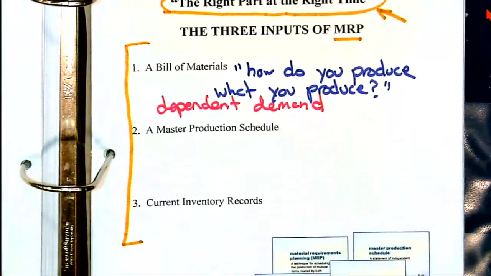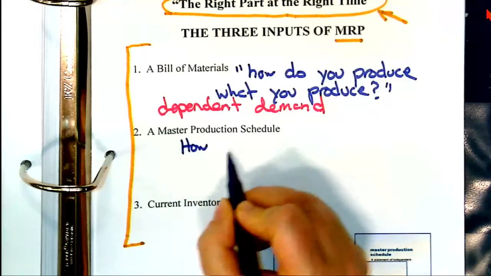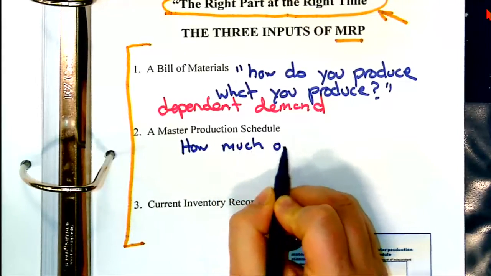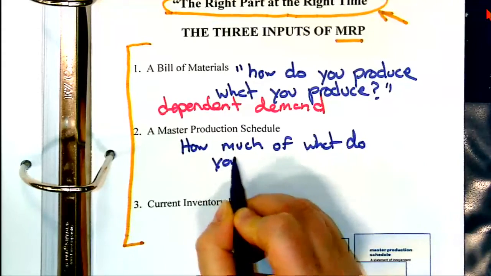Because in my simplistic example, if you opened up the bill of materials for an automobile, it's going to include, among other things, a statement that you are going to need 4 tires before we're finished. That is the statement of the dependent demand that's created. A master production schedule, that's a document. How much of what do you want to finish?